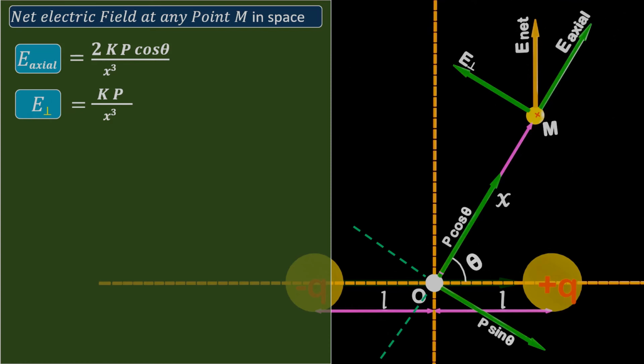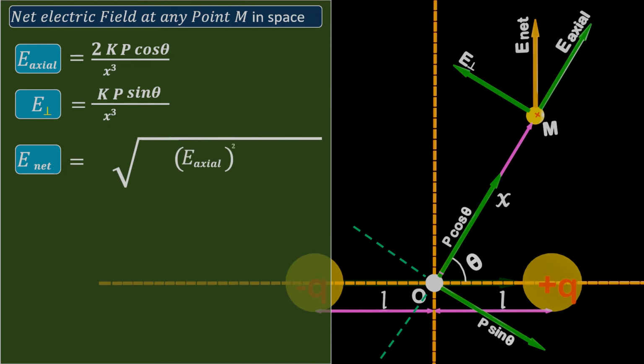However, in this case, the dipole moment P is not applicable at point M, but rather P sin theta in the equatorial position. Hence, we will replace P with P sin theta. Therefore, the electric field at point M due to P sin theta will be equal to kP sin theta by x cube. Now, we know that the net electric field at point M will be simply the vector sum of E axial and E equatorial, which will be equal to the square root of E axial square plus E equatorial square. Now, let's substitute the values of E axial and E equatorial into the equation for E net.